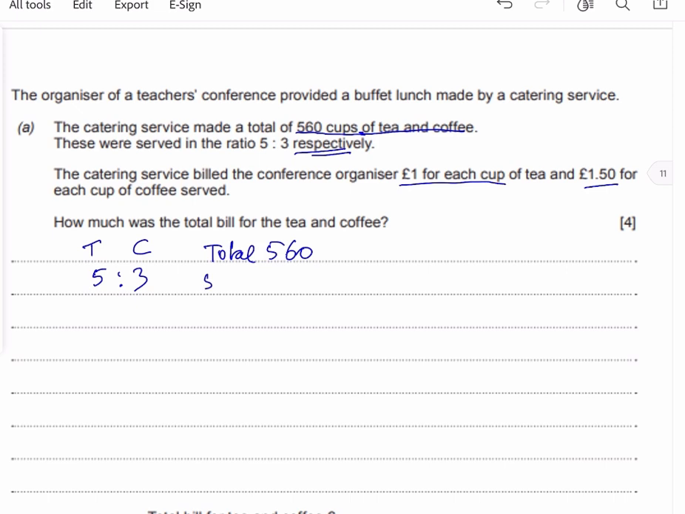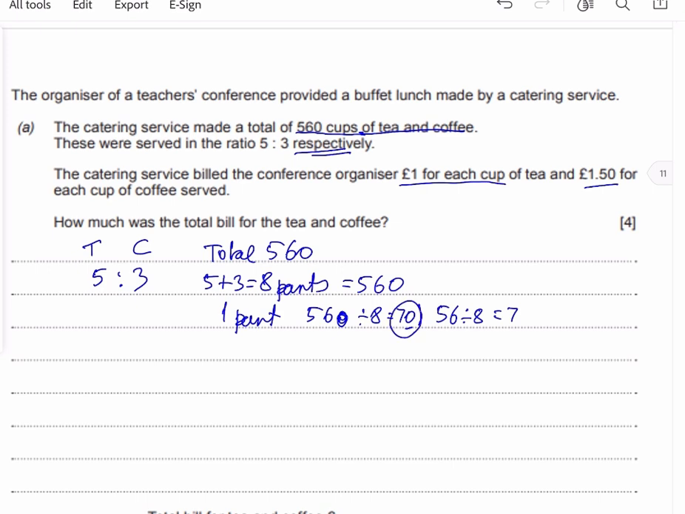So total 560. So we're talking about sharing the total, add the parts together. 8 parts, divide 560 by 8. That will give you 1 part. You can just do 56 divided by 8, which is 7, and add 0 to your answer. So 1 part is 70.